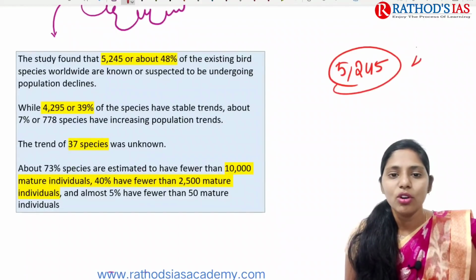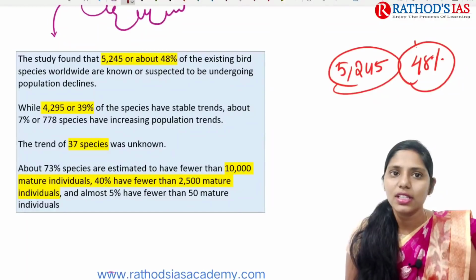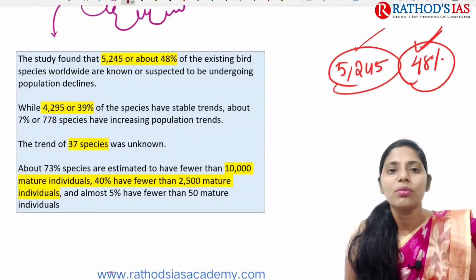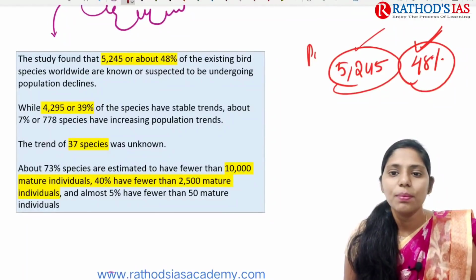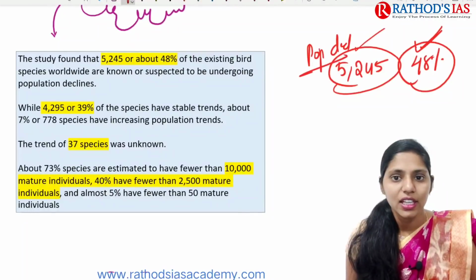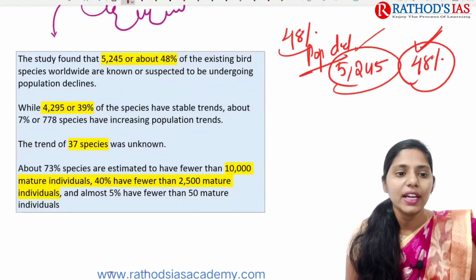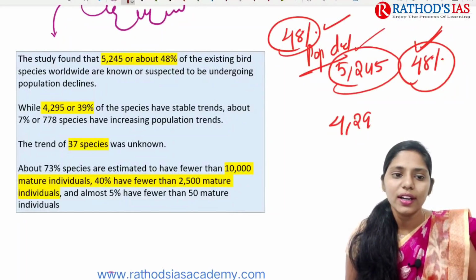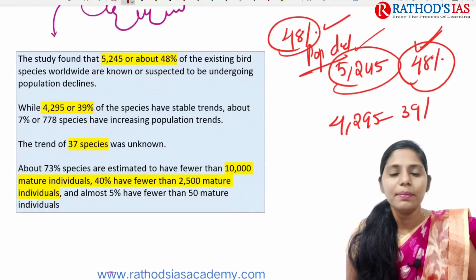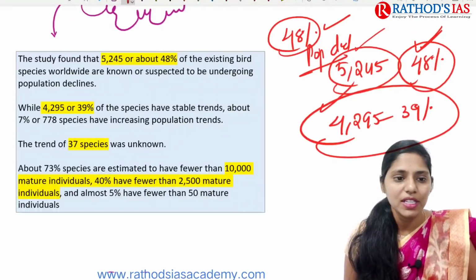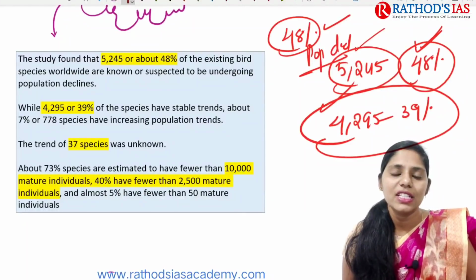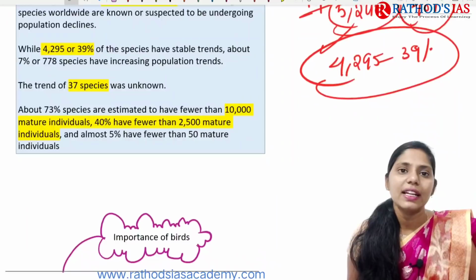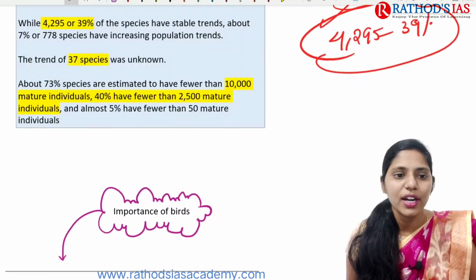5,245, or about 48% of existing bird species worldwide, are known to be undergoing population decline. So there is a population decline that is seen, and that amount is 48%. About 4,295, or 39%, of these bird species are mainly showing some sign of increasing population trends, and the remaining 37 species were unknown.